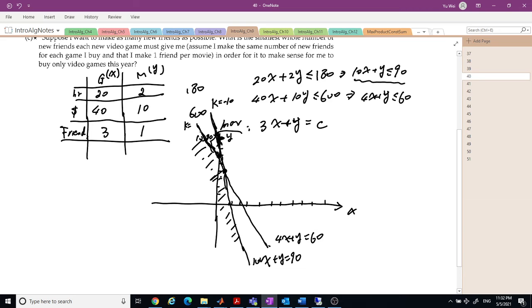Now let's see. The slope of this one is negative 10, and the slope of this one is negative 4, right? So the slope of the 3x plus y line should be more flat. It is somewhere here.